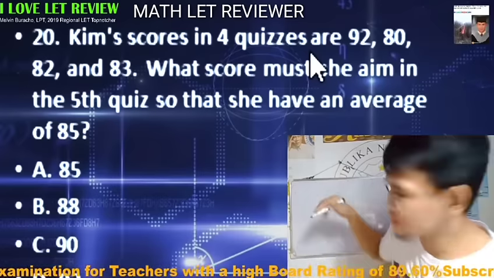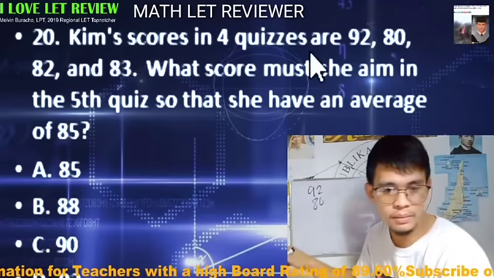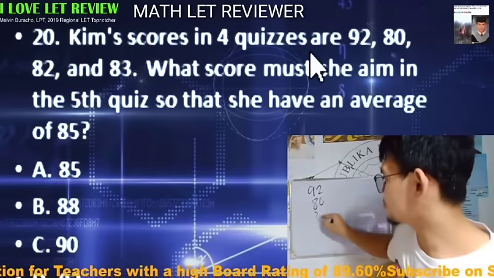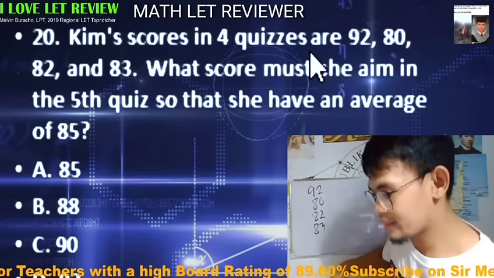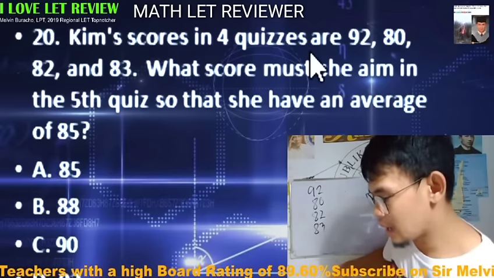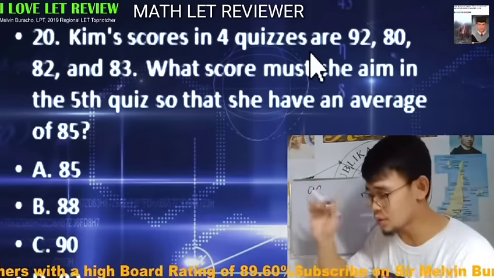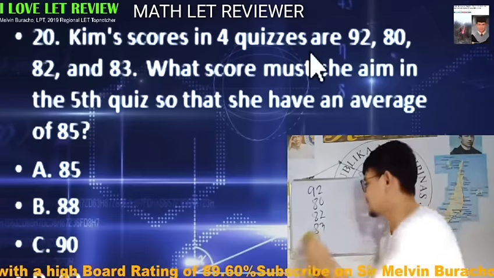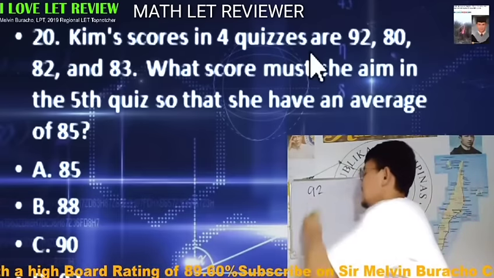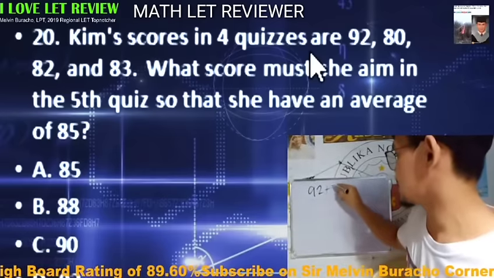Ano yung givens? 92, 80, 82, 83. Okay? So, ang tanong dyan, paano niya daw po ba makukuha yung 85? So, ano yung kulang? So, ang kulang, lagyan natin siya ng letter N. O, sige, let's have this in horizontal setup.